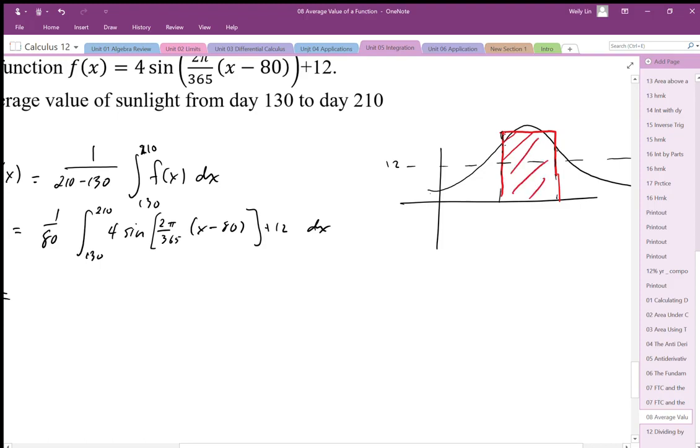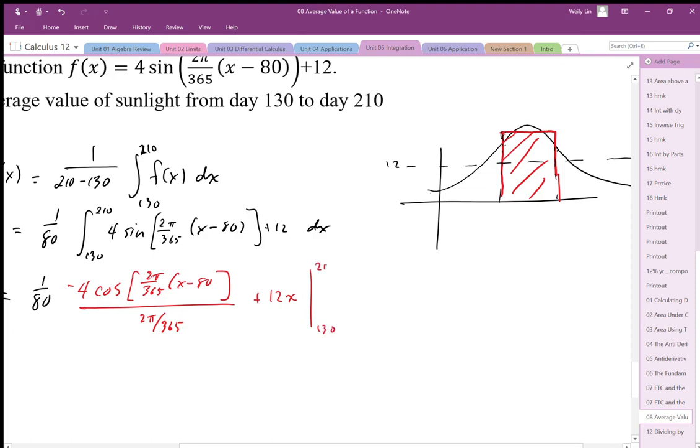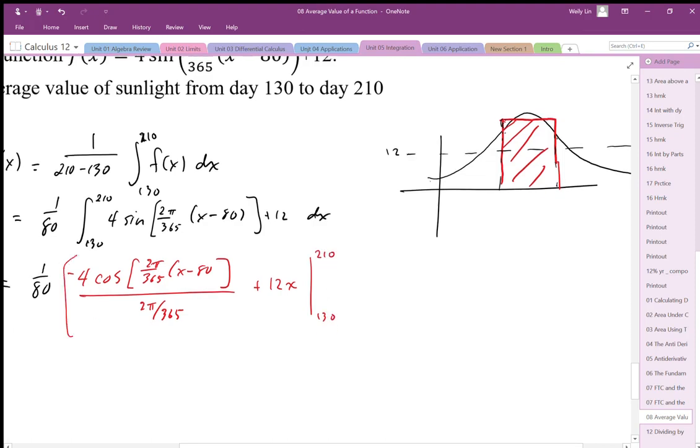Okay, so we're going to find this area. So 1 divided by 80, and I'm going to find that area by integrating this function. So I'm going to end up with 4 negative cos of 2 pi over 365 times x minus 80, divided by 2 pi over 365. Just make sure I've got all my signs right. Integral of sine is negative cos, yeah. And then plus 12x. And we want that from day 130 to day 210. Okay, so I can probably just plug that into my calculator.